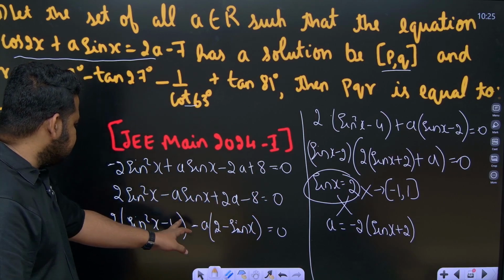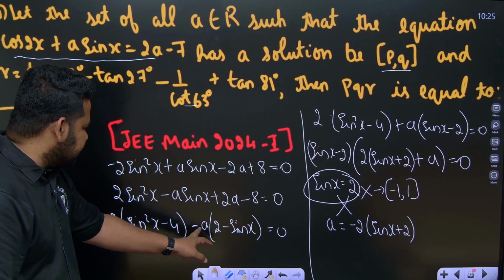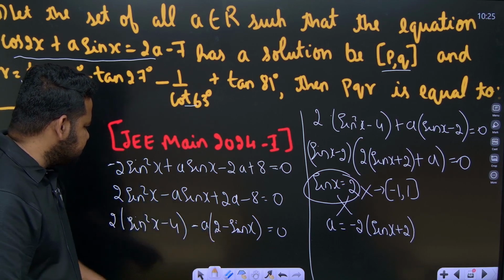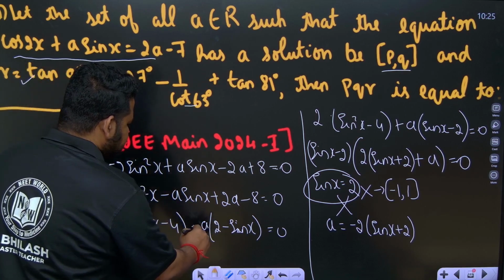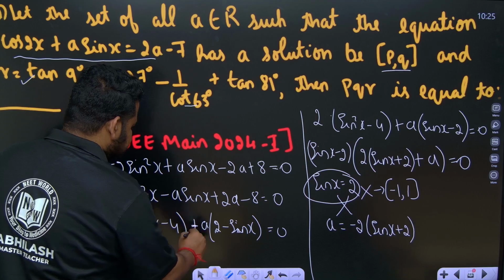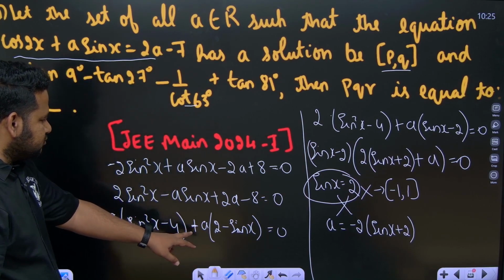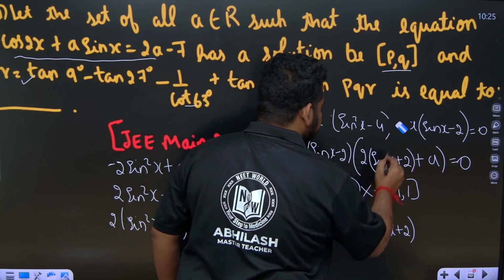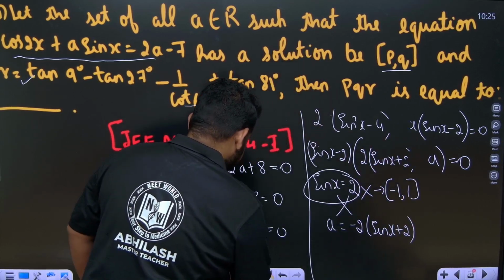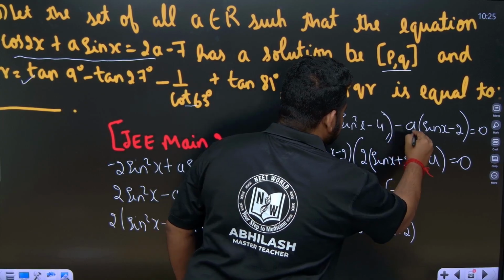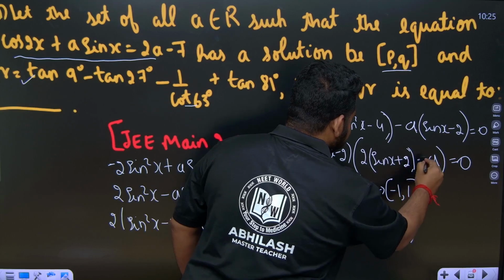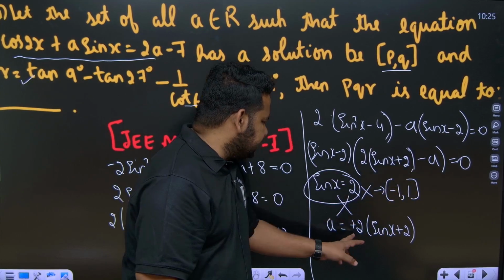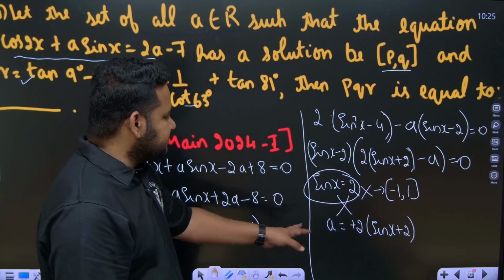2a sin square x minus a into this sin x. If I take minus outside, I have to take plus outside here. So this will become minus a, and here also it will become minus a. Got it? Now if I send a that side, we are having a is equal to 2 times sin x plus 2.